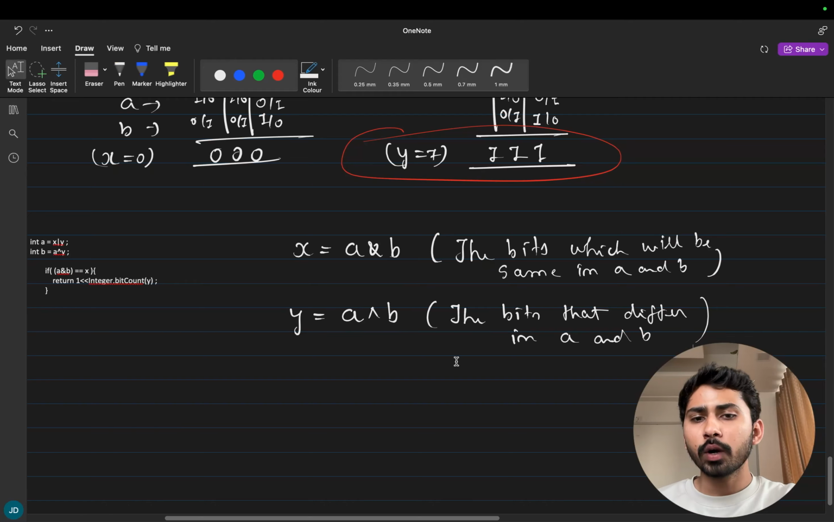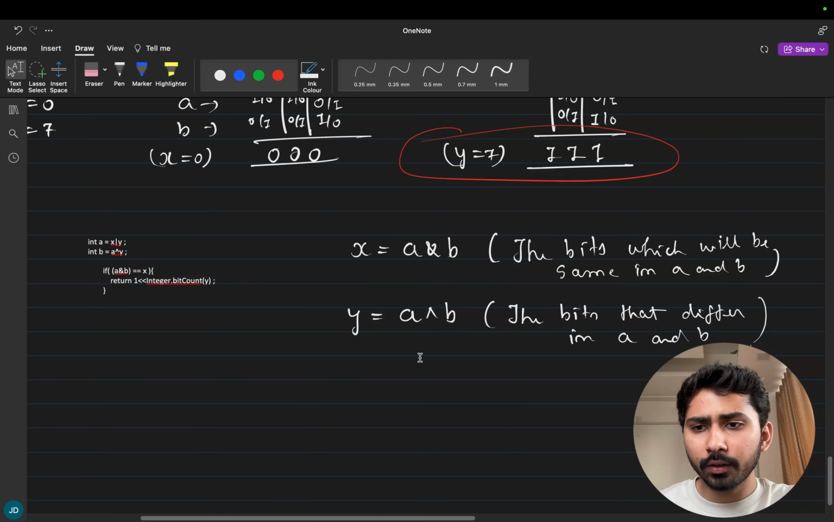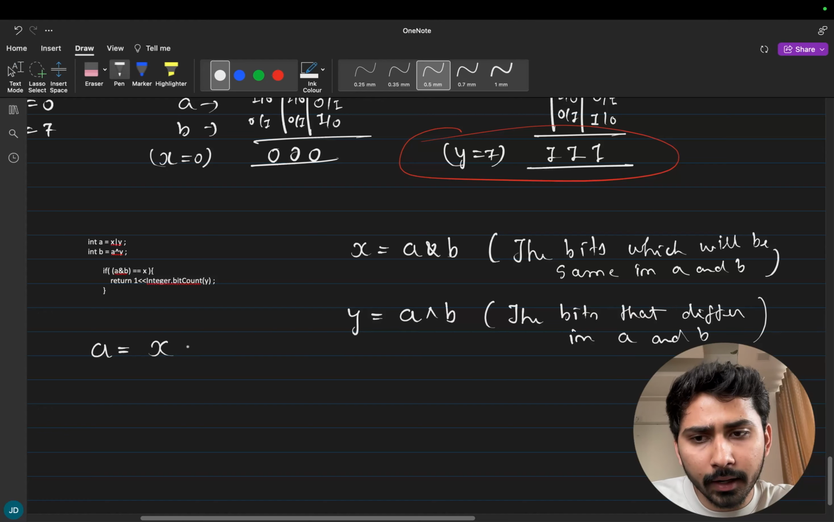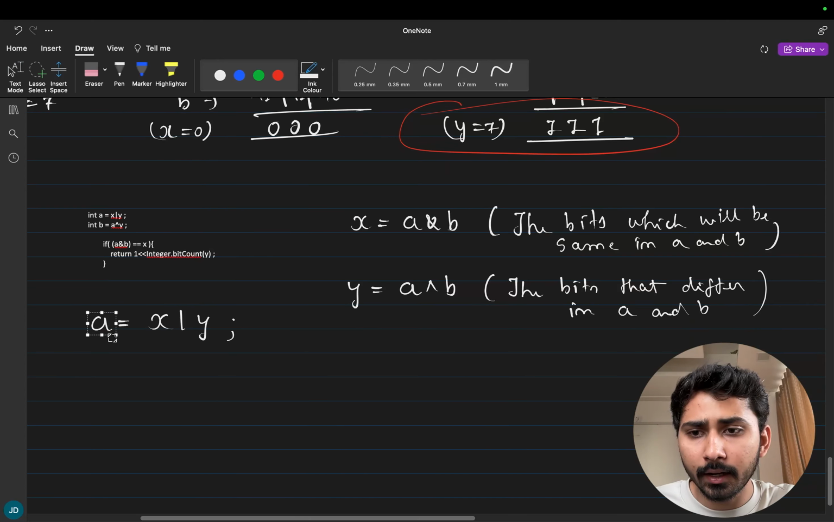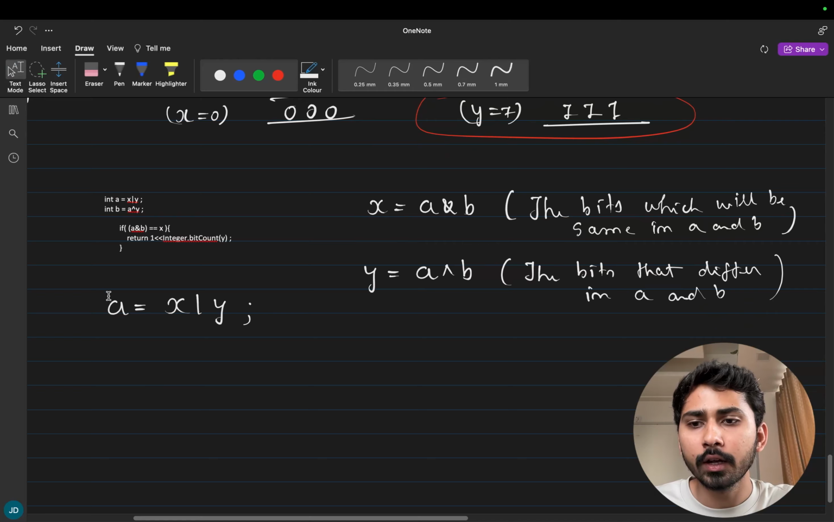Okay. So what I will be doing, I will be trying to find out what is a. So assume that a gives you an idea about all the set bits in x and y. So if you do x OR y, you will get to know about the set bits in x and the set bits in y. That will be a. So I am taking a as x OR y. So you have all the set bits of x and all the set bits of y inside a. Now how can we find out b? I have assumed that a is this. With the help of this, how can we find out b?